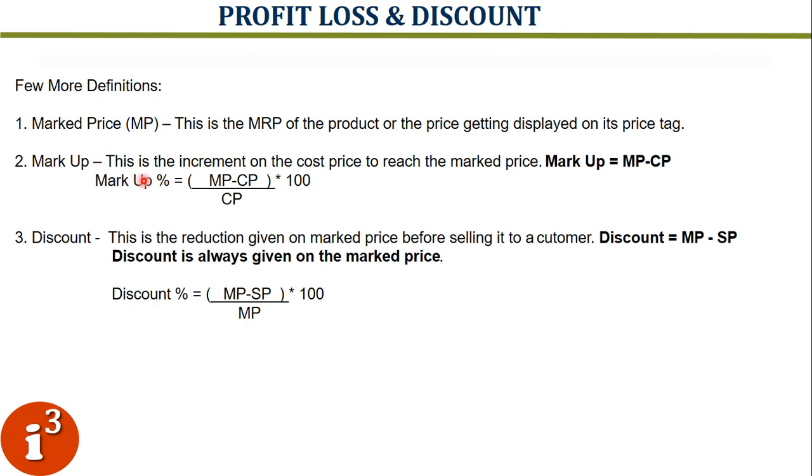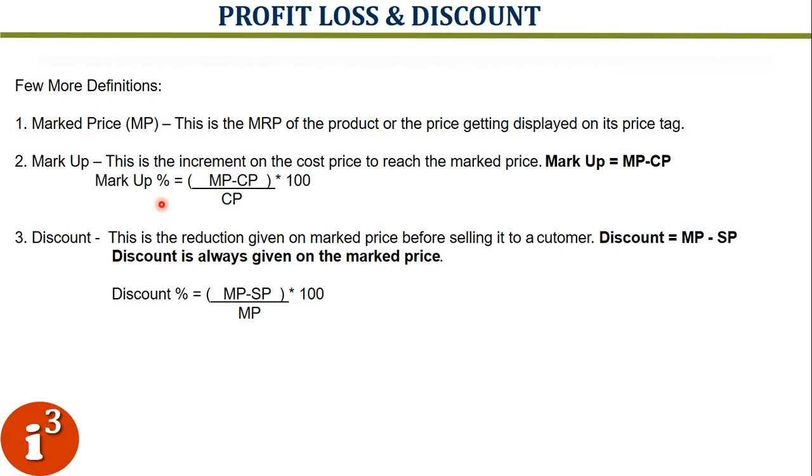Okay, and markup. This is the increment in the cost price. Means if you purchase an article at rupees 100, and you mark its price at rupees 150 in your shop, how much increment have you done from 100 to 150? That 50 rupees increment is known as the markup. This markup is the marked price minus the cost price.